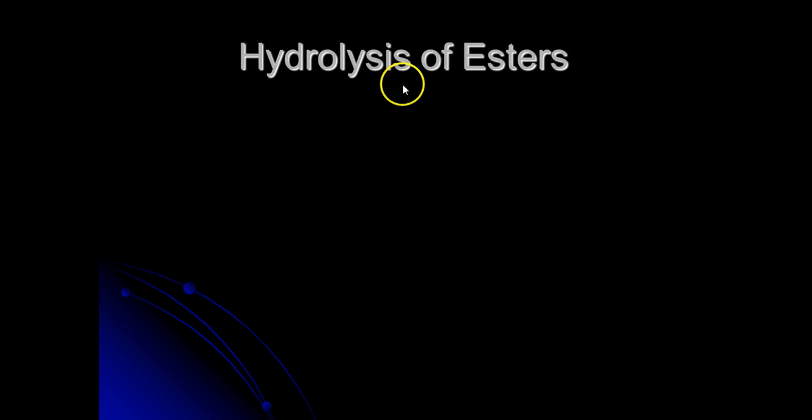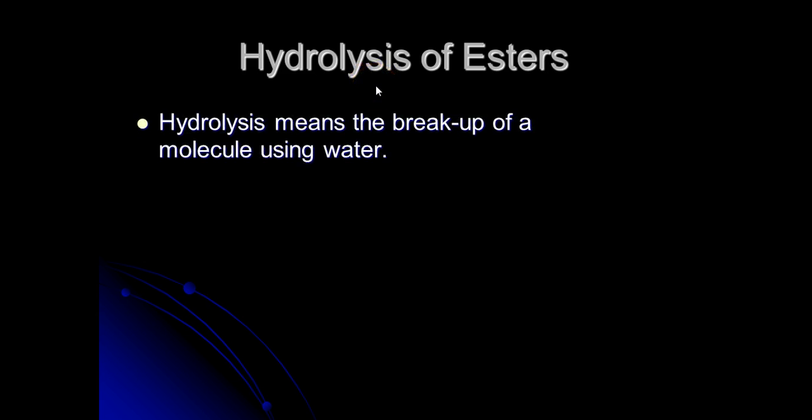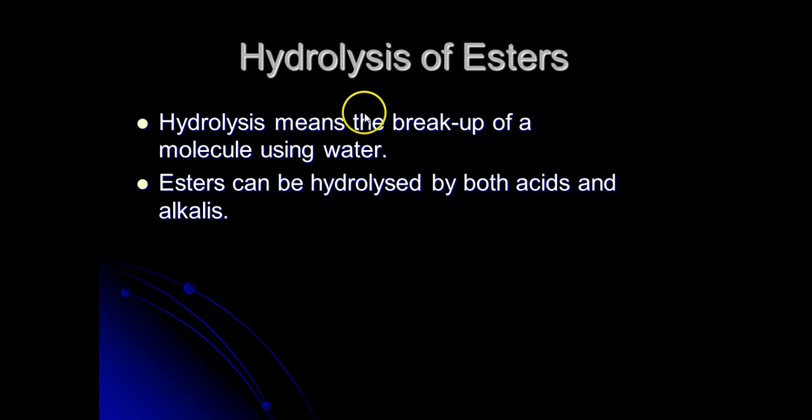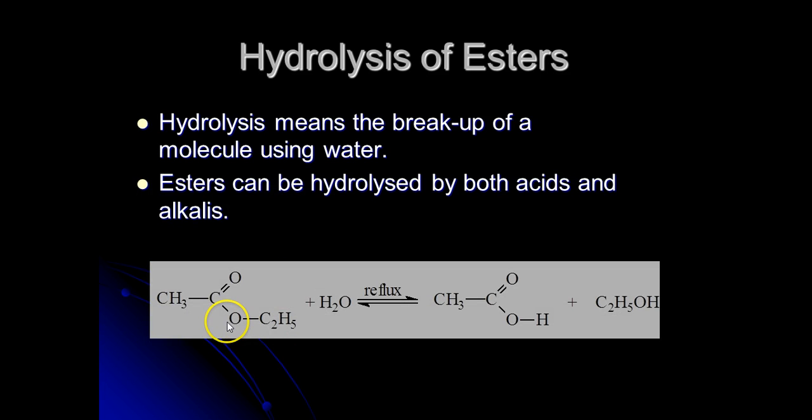Okay, hydrolysis of esters is basically breaking the ester back up into the carboxylic acid and the alcohol. So that's what hydrolysis means. You can have ester hydrolysis in the presence of acids or alkalis, and all it means is here's your ester, so this one would be ethyl ethanoate plus your water, heat it under reflux, and it's going to break back up into ethanoic acid and ethanol.